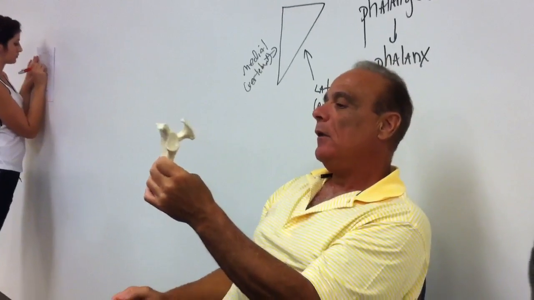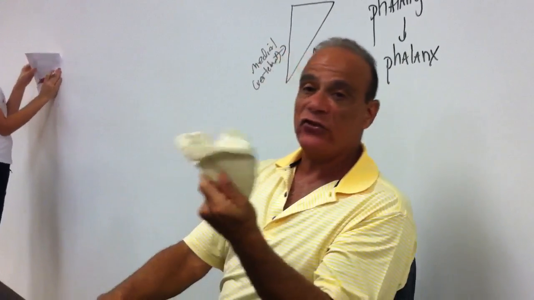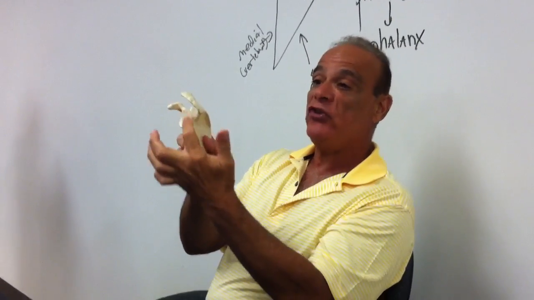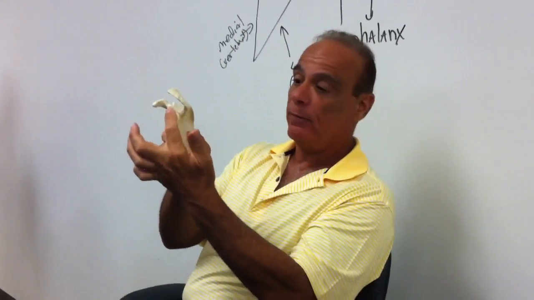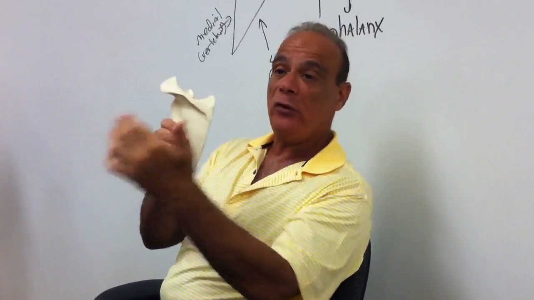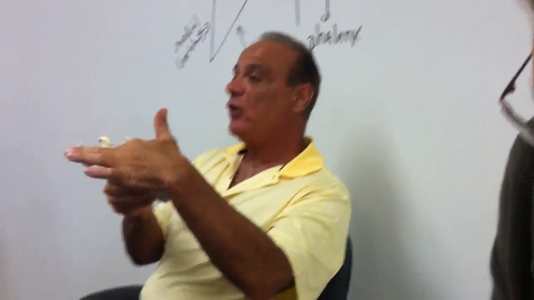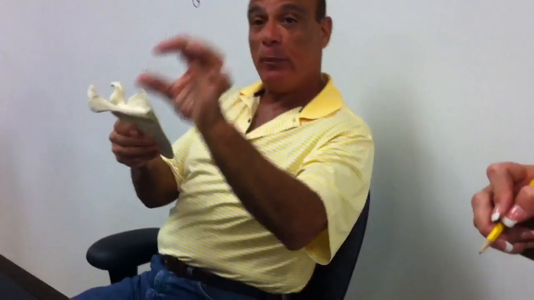Okay? And then lastly, there are four fossas. There are four fossas on this bone. The first fossa I've already showed you. This is the glenoid fossa or the glenoid cavity. Then there are two facing posteriorly. There's one above the spine, and there's a fossa below the spine. The fossa above the spine is called the supraspinous fossa.